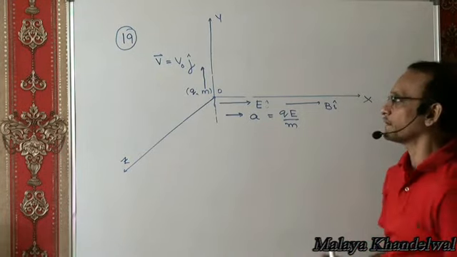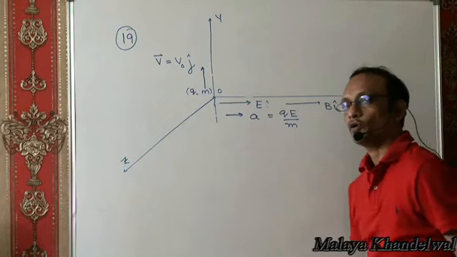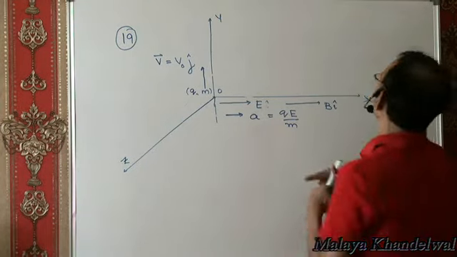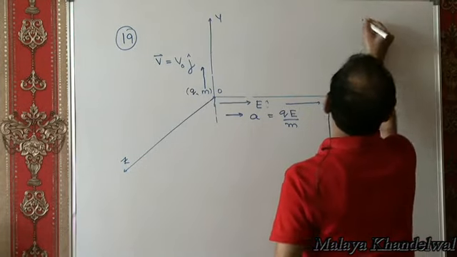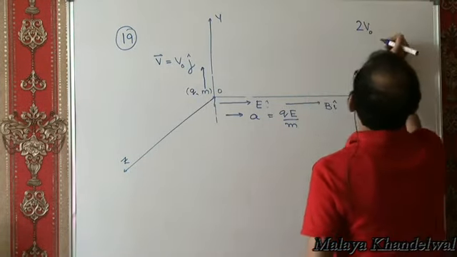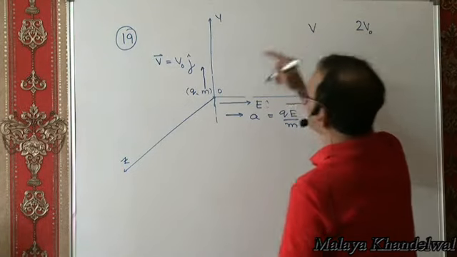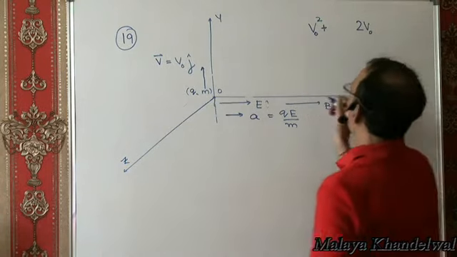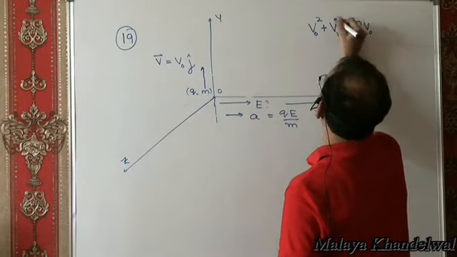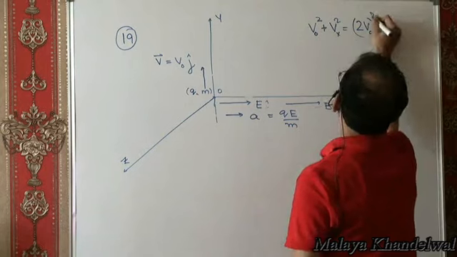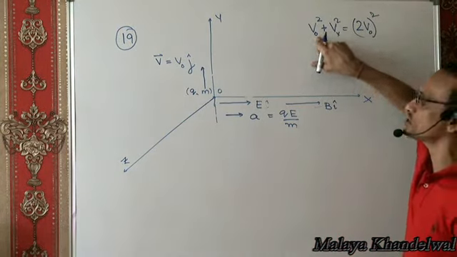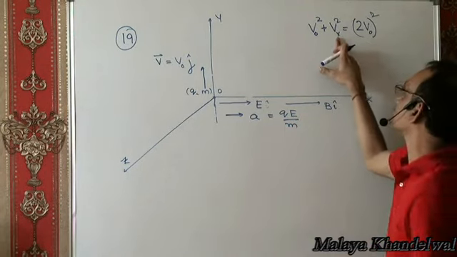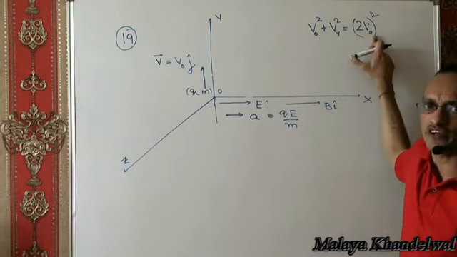So then, what happens when the total velocity becomes 2v naught? There is a velocity component in the yz plane which remains v naught, so v naught squared plus velocity in the x direction, vx squared, must equal 2v naught whole squared. This v naught is the velocity in the yz plane. This is the velocity in the x direction, right? And that must become equal to 2v naught whole squared.